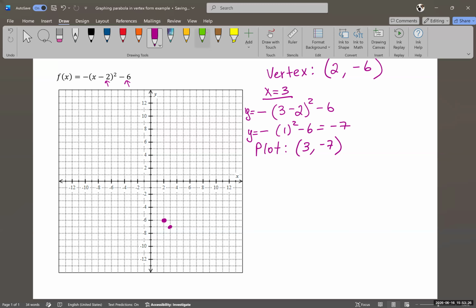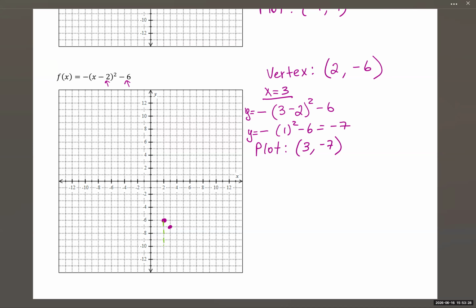Axis of symmetry, I didn't actually graph it yet, but this parabola will open down since there's a negative on the front. So I'm going to put my axis of symmetry down. My next point will be x equals 4, so another step to the right. So x equals 4. y equals negative (4 minus 2) squared minus 6, negative 2 squared minus 6. So it's negative 4 minus 6. That's negative 10.